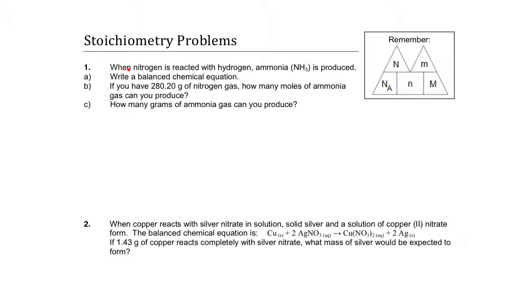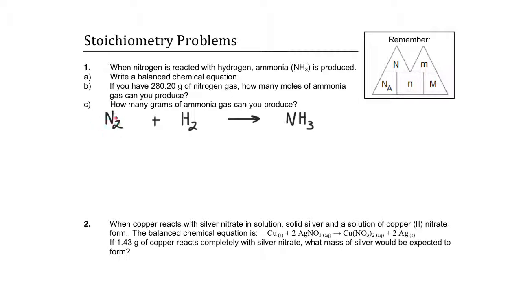It says, when nitrogen is reacted with hydrogen, ammonia is produced. So let's start by writing out the equation. So nitrogen is reacted with hydrogen and ammonia is produced. So this is our skeleton equation. We just have the chemical formulas of our reactants and product. So now we need to balance the equation.